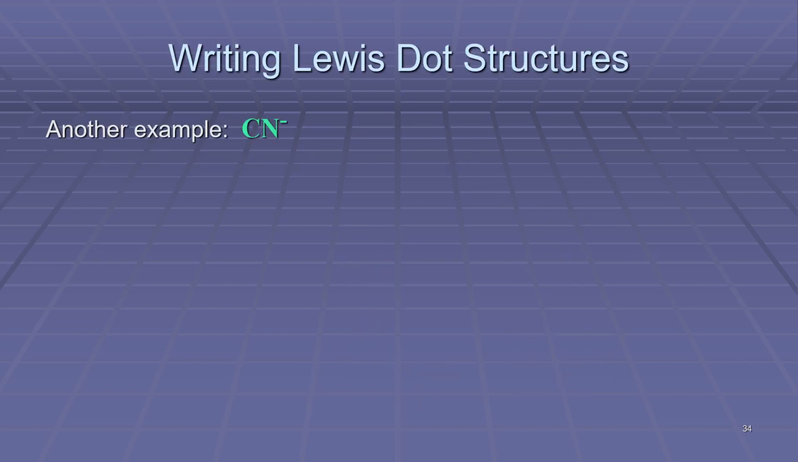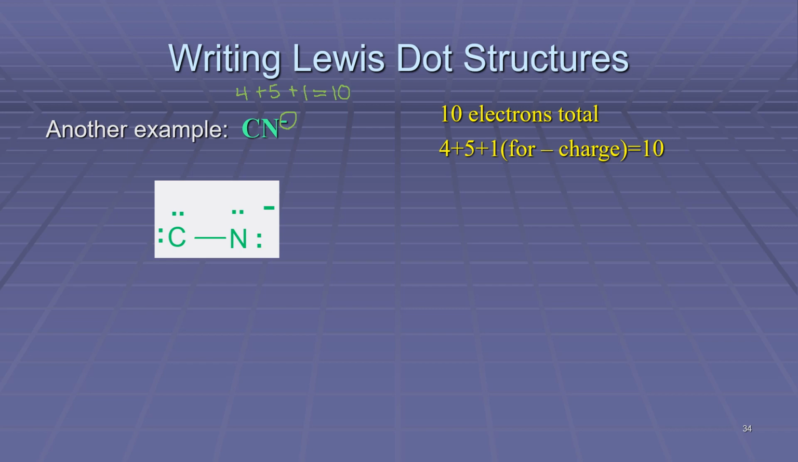Let's do one more example. CN negative. So again, it's a -1, so we have to remember to add 1 electron. Carbon has 4, nitrogen has 5, and then there's 1 more electron because it's negative, so that's a total of 10 electrons. I should write it like this for the negative charge. Okay, so let's start out with the carbon and the nitrogen. I made a bond between them. There were 10 electrons, and to make this bond right here, I'll make it thick, I used 2 electrons.